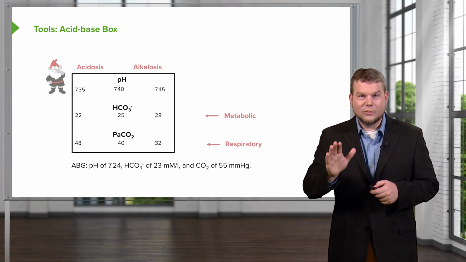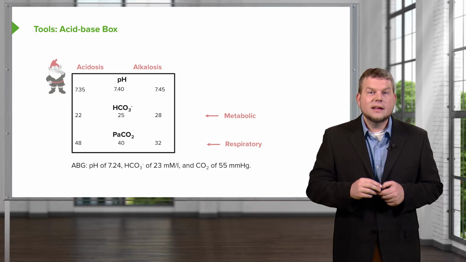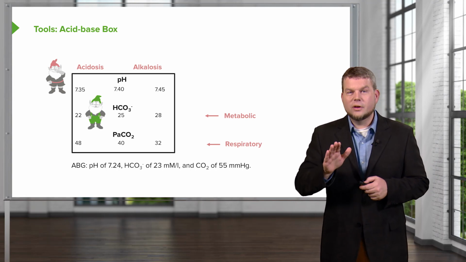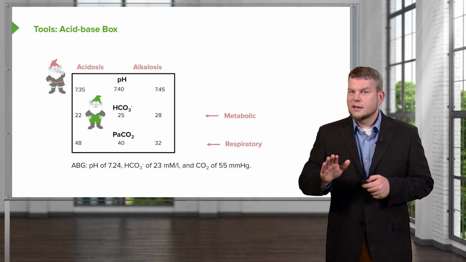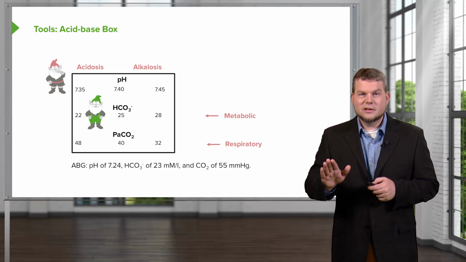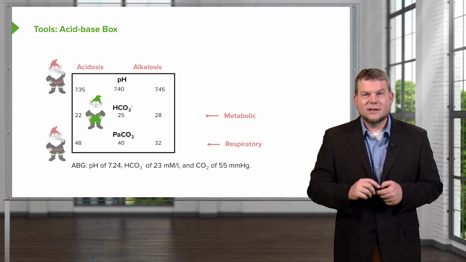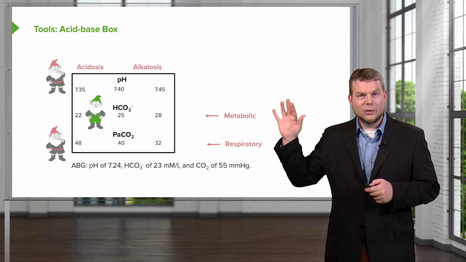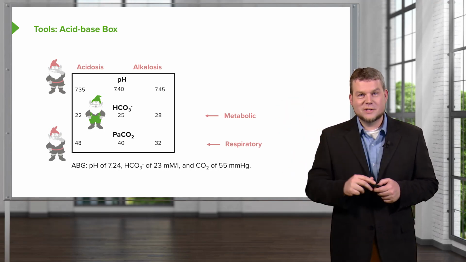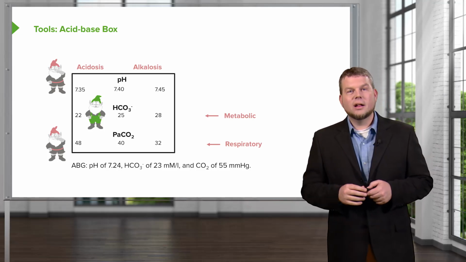So let's look. Where are we at? The bicarb levels are at 23. Uh-oh, you have a gnome inside the box. Here, you're not sure what to do. Green gnome inside the box. It's going to be hard to name. Red gnome outside the box. Respiratory winner. This is respiratory acidosis with no metabolic compensation.